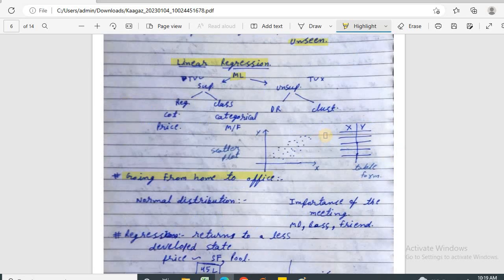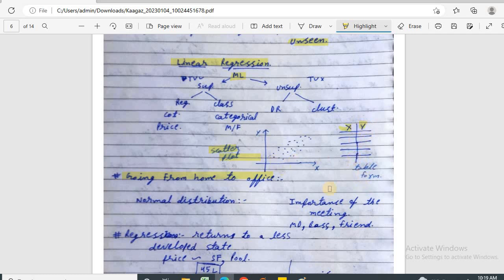Now the question is, what is a scatter plot? We have two variables x and y. X is our independent variable and y is our dependent, or you can say target, variable.